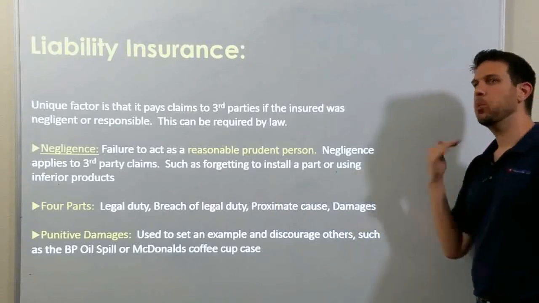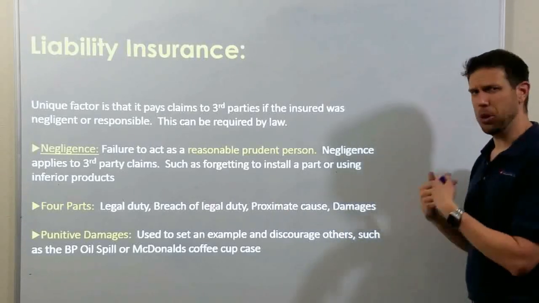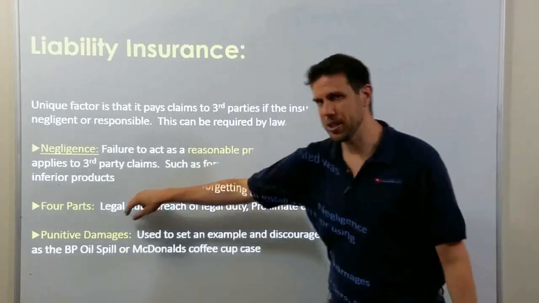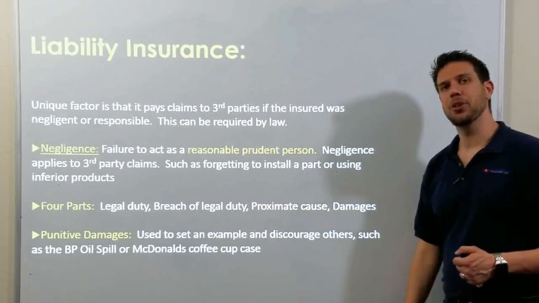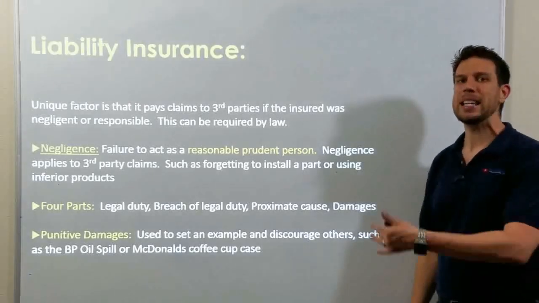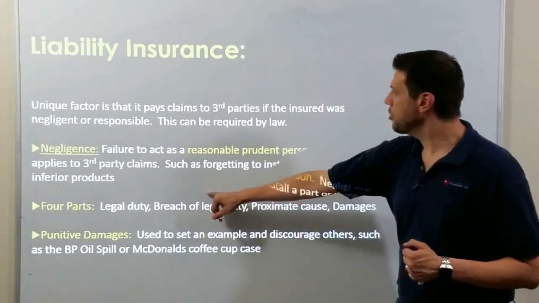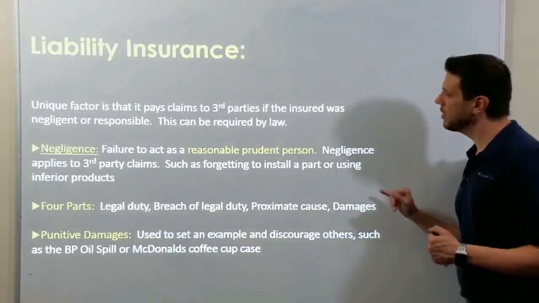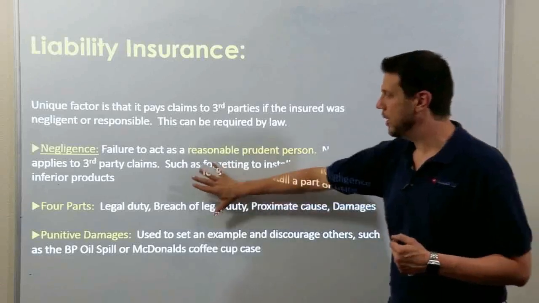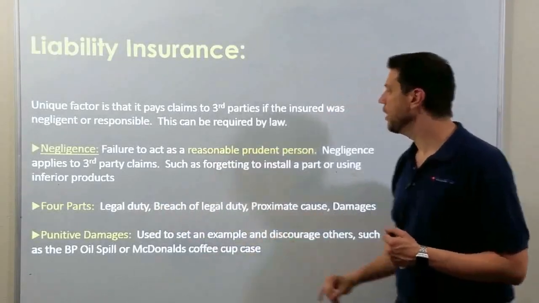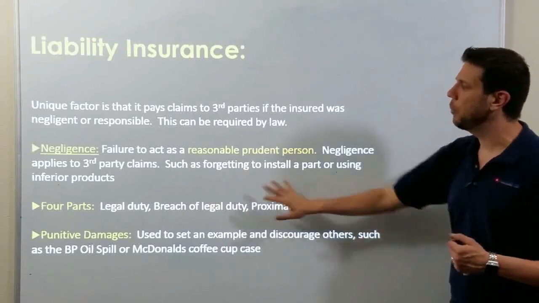I do not have a good way to memorize this. No acronyms, nothing fancy. You will have to memorize this for your test. It loves to ask you which of the following is not needed for negligence: legal duty, negotiation, proximate cause, and damages. And negotiation was not one of them. These are the 4 parts: legal duty, breach of legal duty, proximate cause, and damages. I will explain this.